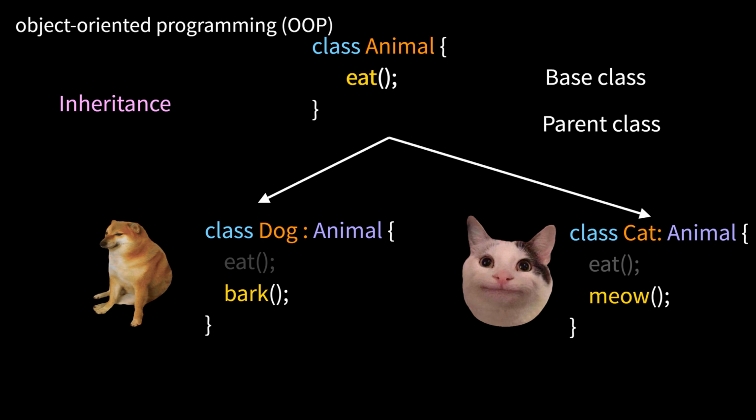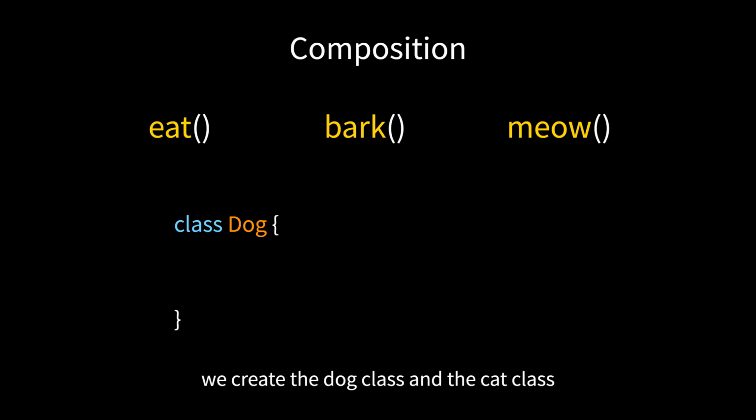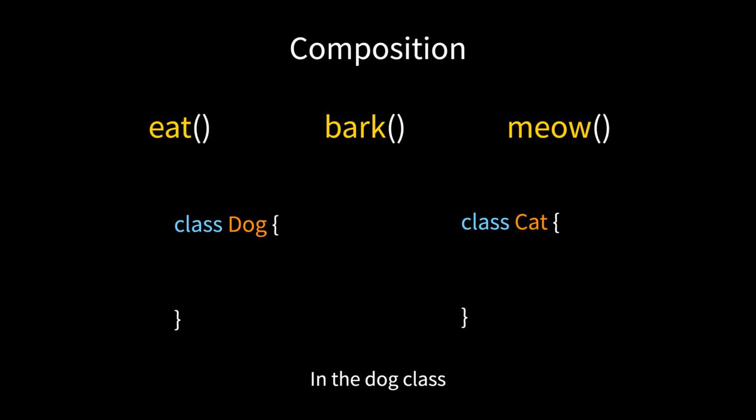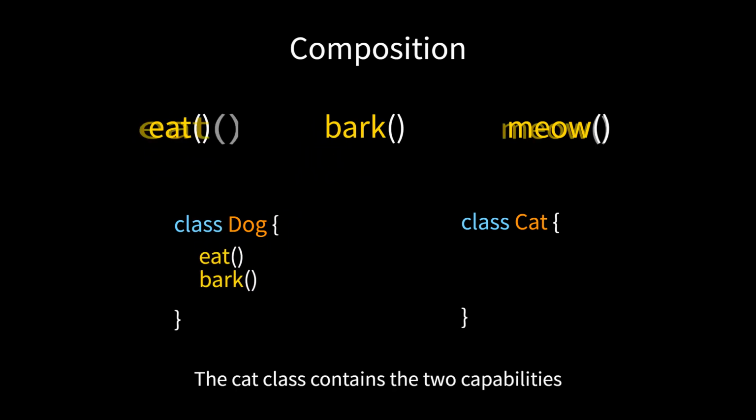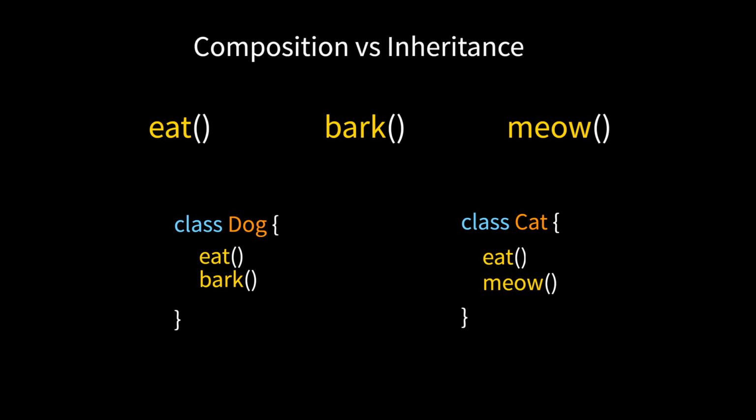Well, besides inheritance, there is another way. It is composition. We regard eat, bark, and meow as three kinds of capabilities and write them as three separate functions. Then we create the dog class and the cat class. In the dog class, the two capabilities of eat and bark are included. The cat class contains the two capabilities of eat and meow. This is okay too. So, is there any difference between inheritance and composition?